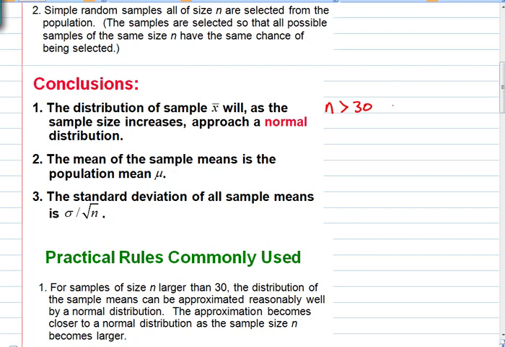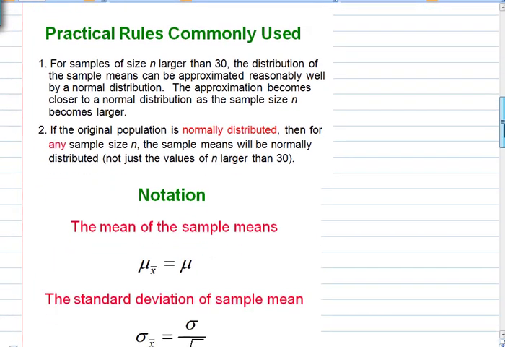You can assume normality. The mean of the sample means is the population mean. And then the standard deviation of all sample means is the standard deviation divided by the square root of n. And do you remember me mentioning that in the previous section? I said I was laying the foundation for this. As long as you have a sample of size n, then the mean for the sampling distribution will be the same as the population, but our standard deviation is going to change.